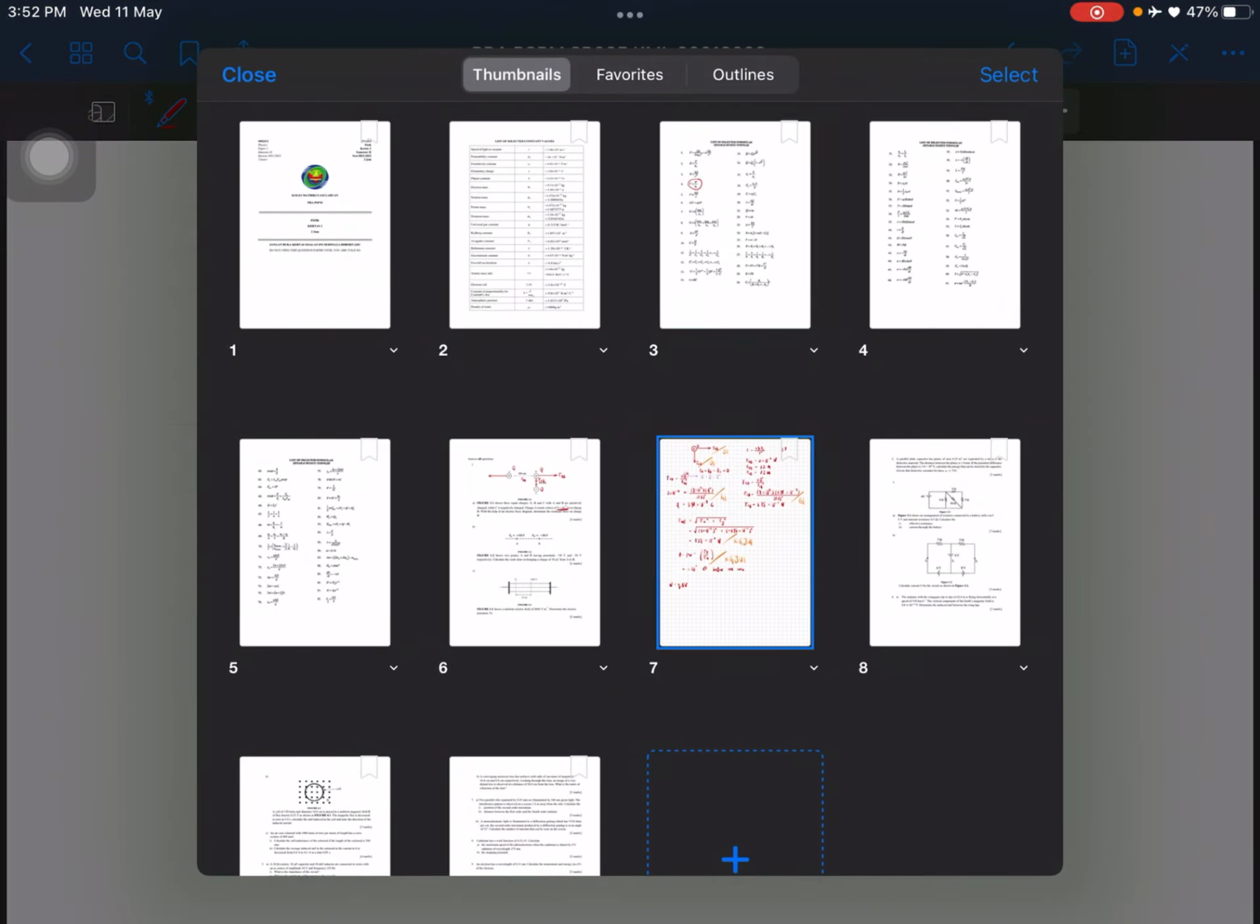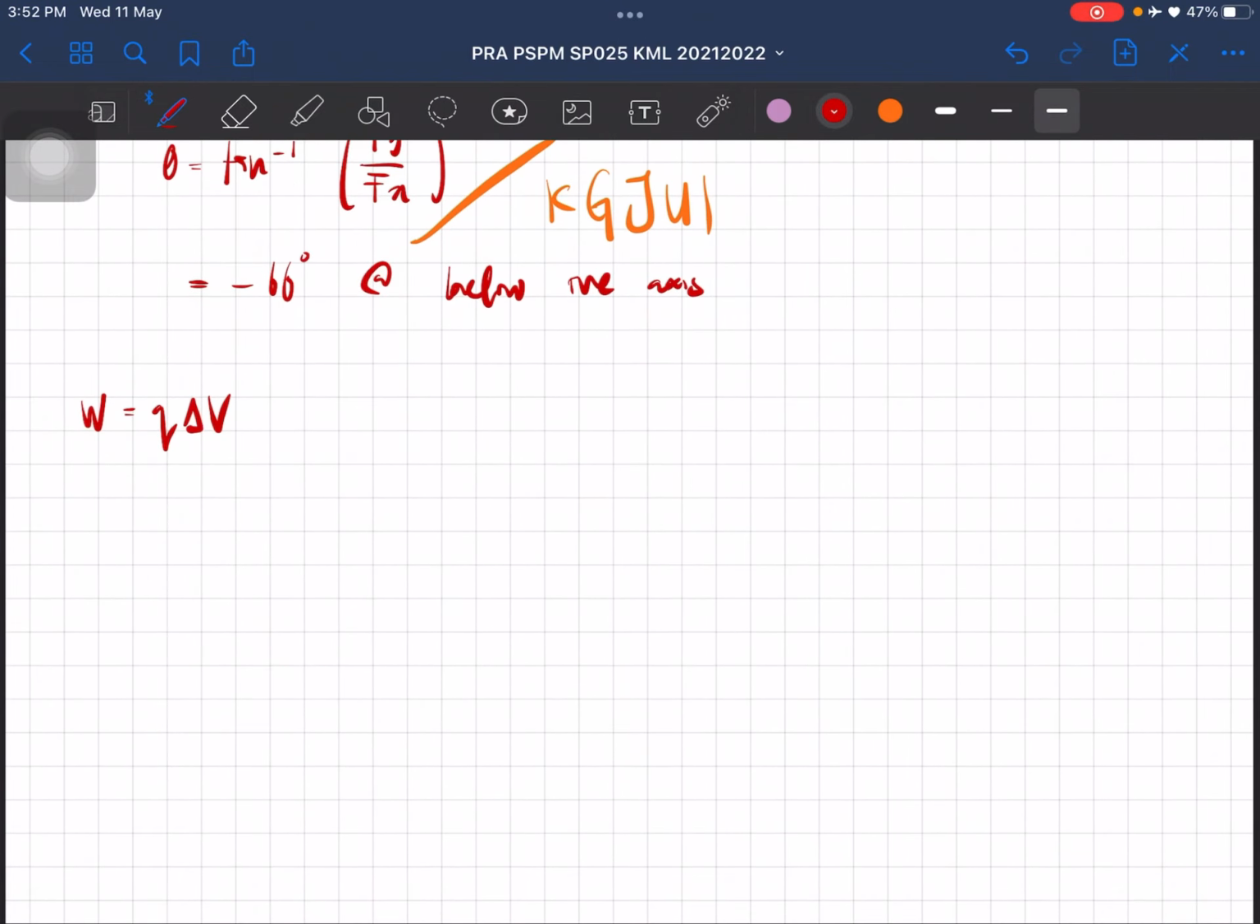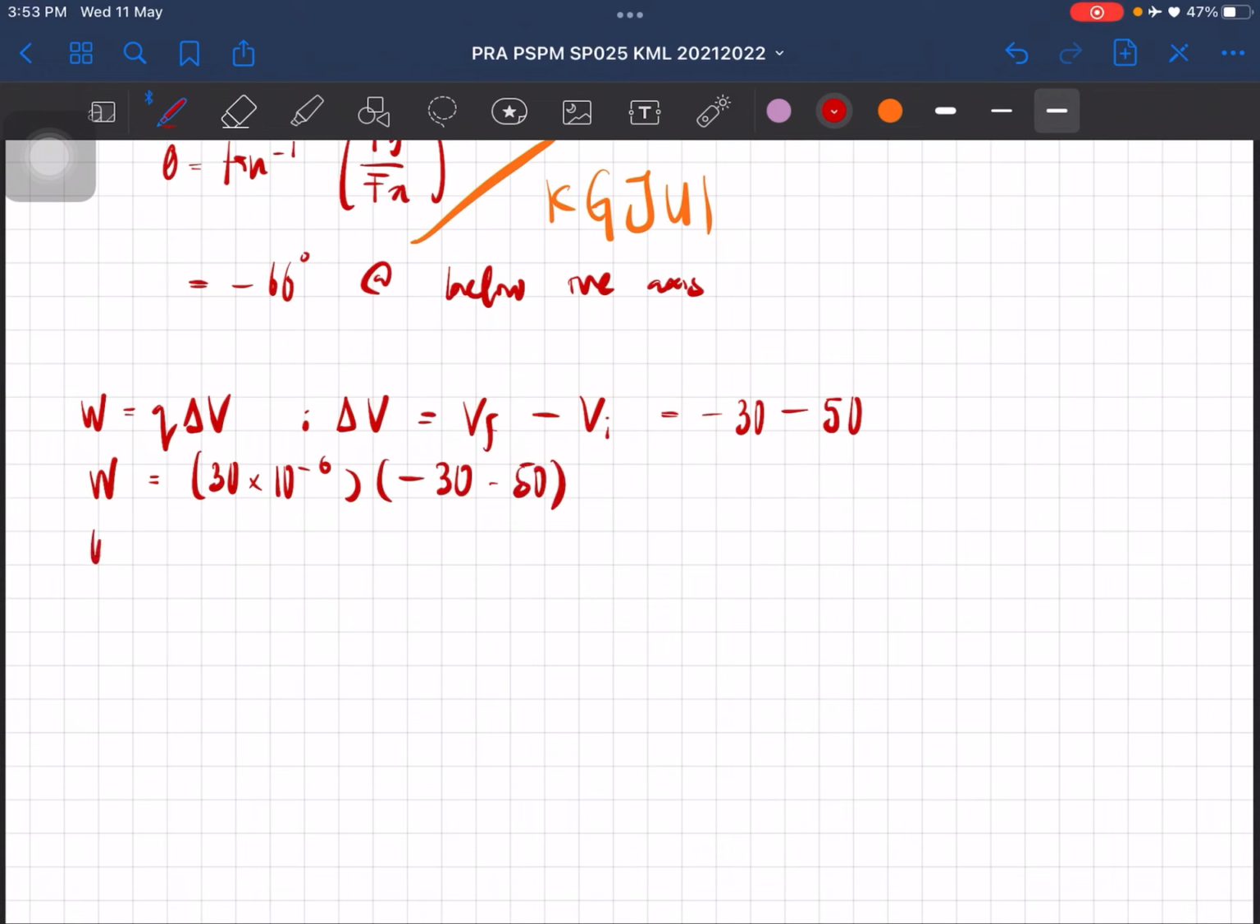Okay, so from there we can then solve for delta V. So delta V is VF minus V initial. Okay, so this is gonna be negative 30 minus 50 lah. Okay, so we just substitute that into here, which is the value of Q 30 micro, and then for this one negative 30 minus 50, so you get the work done to be equal to negative 0.0024 joule. Right, so that is the work done.